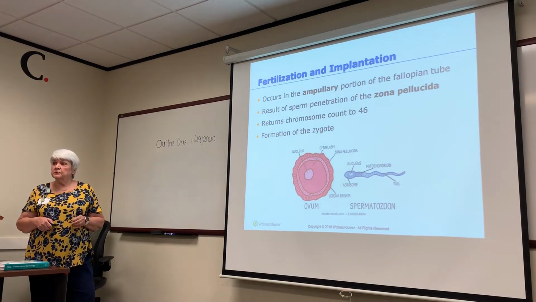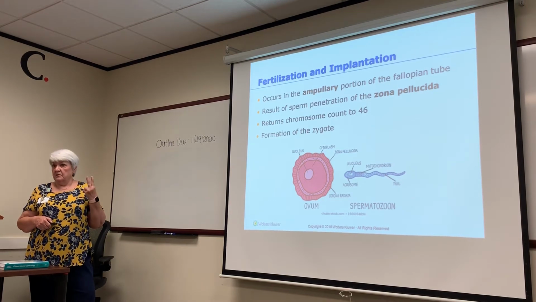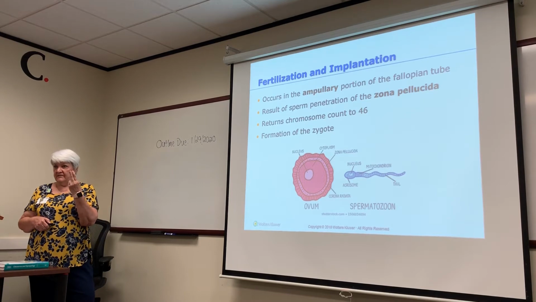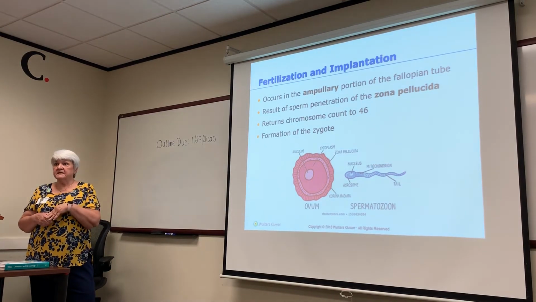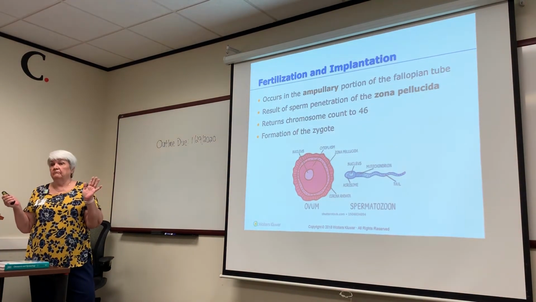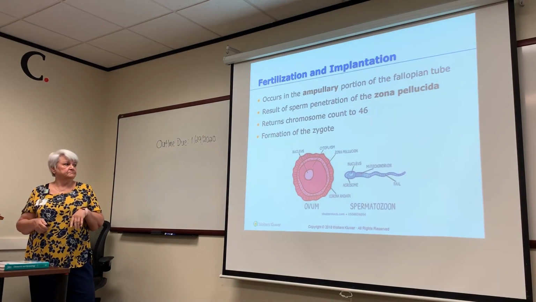The zona pellucida is what prevents 2 sperm from impregnating. It doesn't always work, because if I have a molar pregnancy, 2 sperm have entered 1 egg. Okay? I have too many chromosomes in there. So my trophoblastic cells don't know what to do, so they just go haywire and make me really sick. Okay?